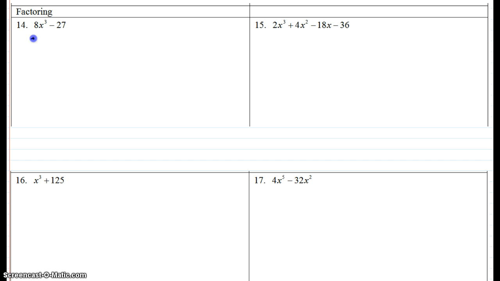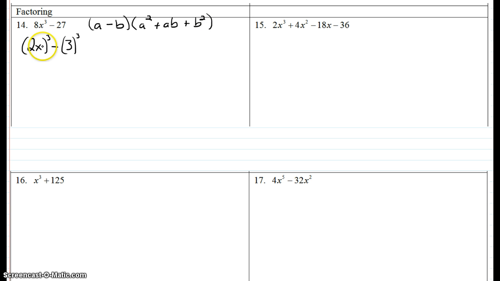Well, this could become 2x cubed, and the 27 can become 3 cubed. So since we're able to rewrite it like that, we should write our formula. So it's a minus b, a squared plus ab plus b squared.